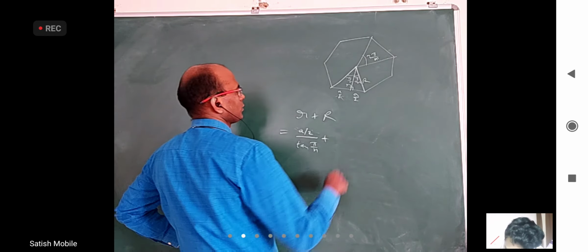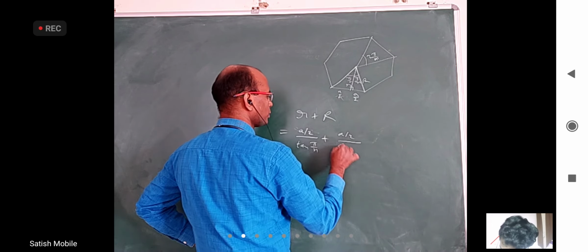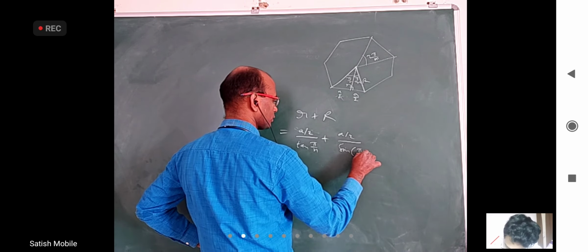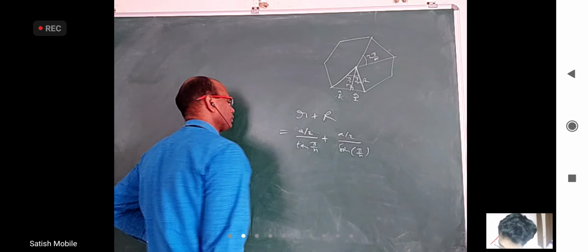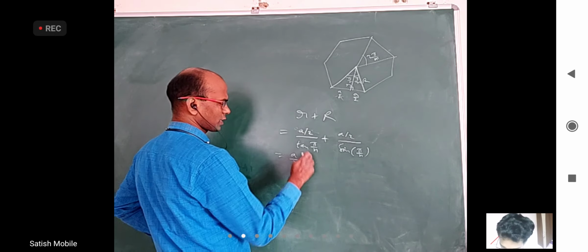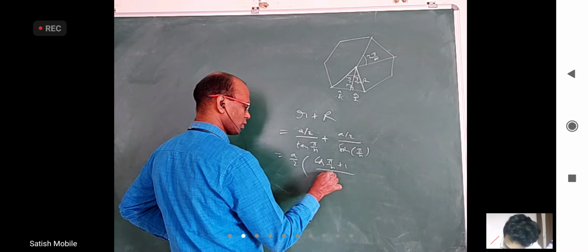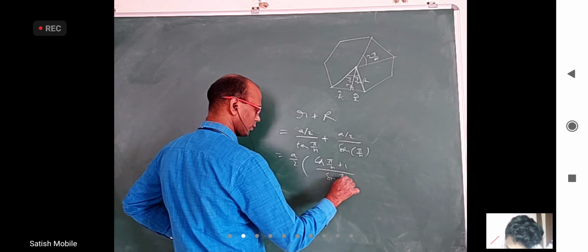Capital R will come, if I take sine, a by 2 by sine pi by n. If I take a by 2 common, this tan, sin by cos, I will get cos pi by n plus 1 by sine pi by n.